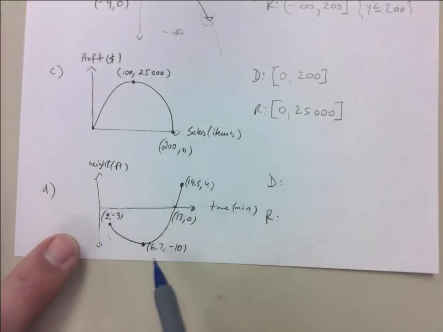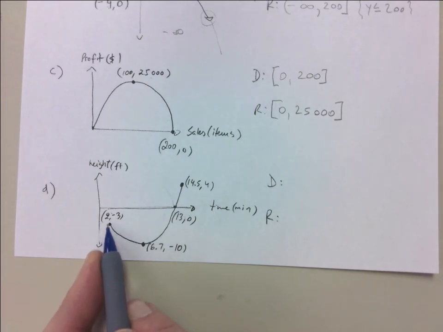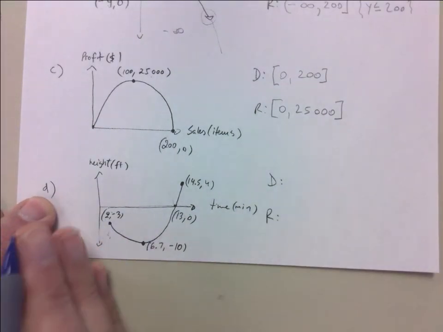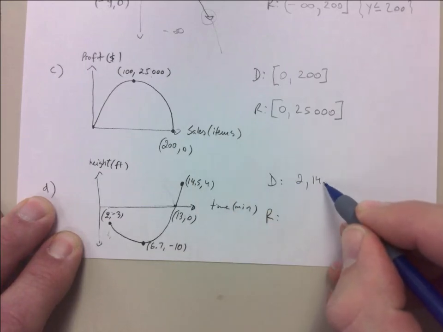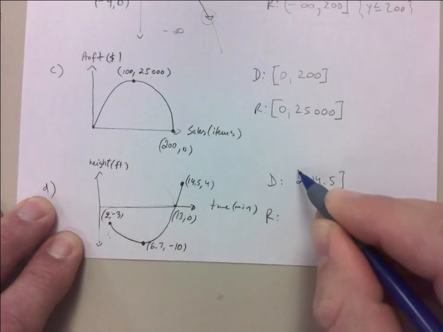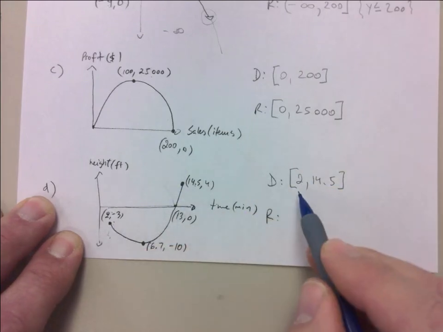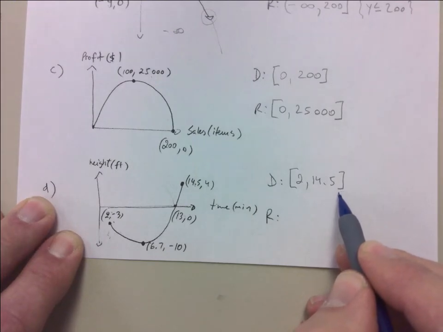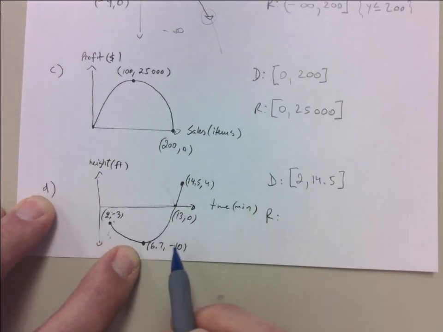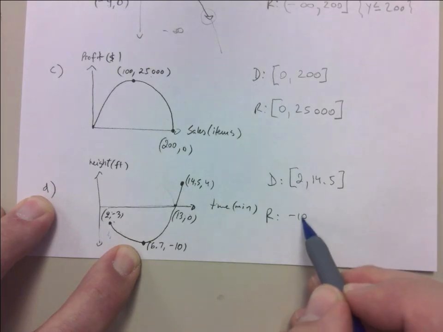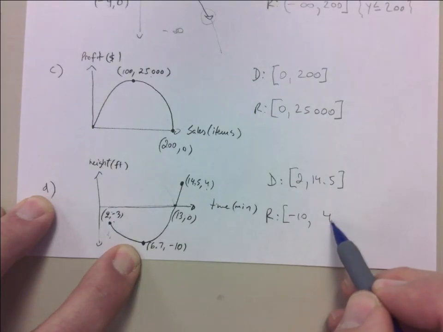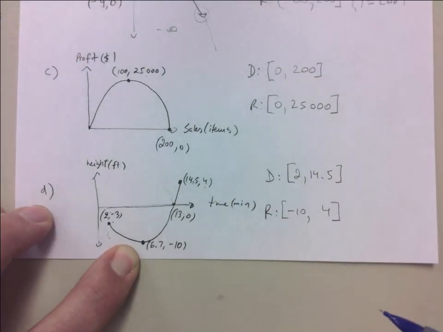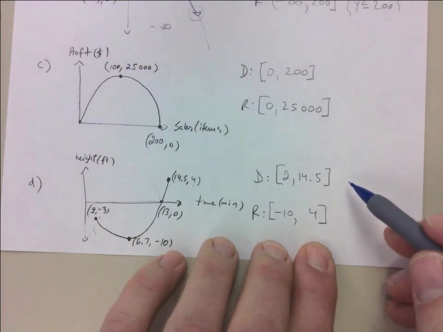Over here, for x values, you always go from left to right, from 2 all the way to 14.5. And because they're both closed, we've got square brackets on both ends. When it comes to the y values, you go as low as negative 10 and as high as 4. So that is your range there. Okay?